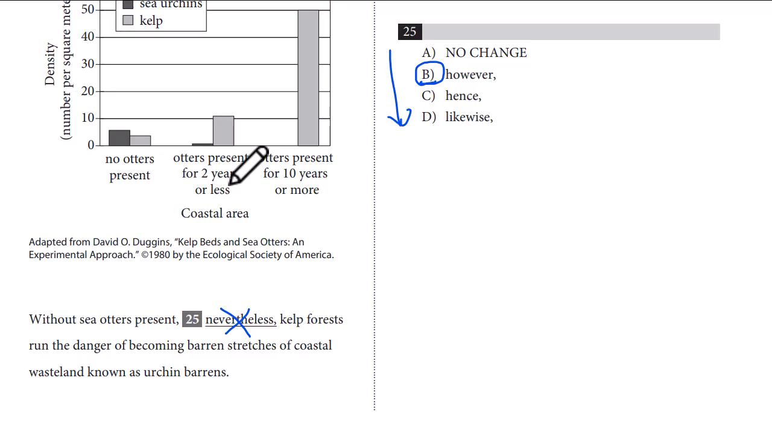Hence, this is not a result. Without sea otters present, hence, kelp forests, not a cause and effect. Likewise, no, it's not a similar or likewise type relationship of ideas. So the correct answer for 25 is B.